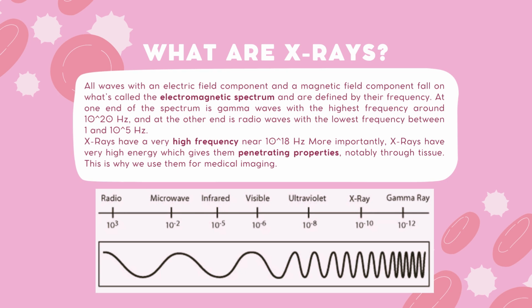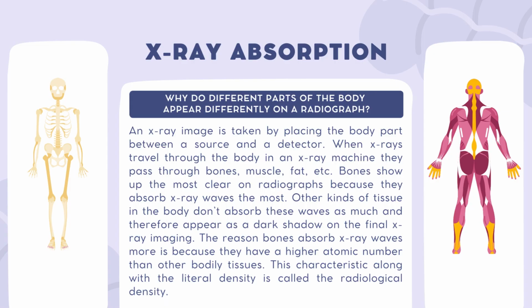More importantly, X-rays have a very high energy, which gives them penetrating properties, notably through tissue, and that's why we use them for medical imaging. If you've seen an X-ray image, you know that bones typically show up on radiographs as white images and everything else shows up kind of dark and shadowy.